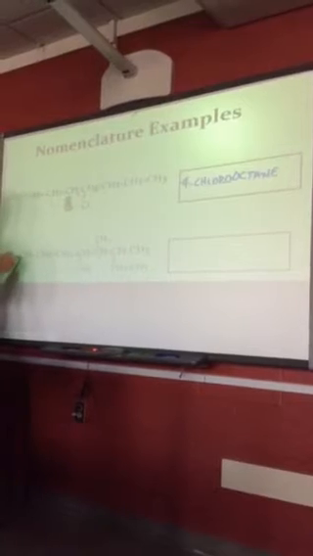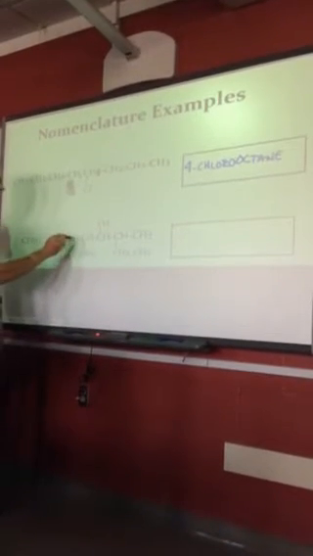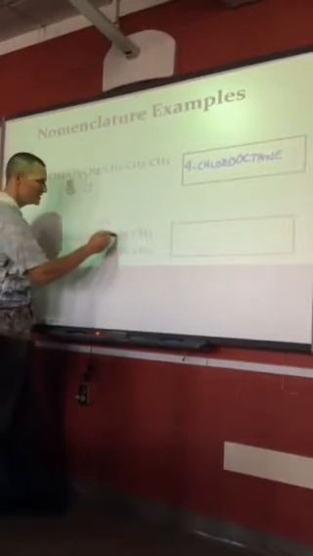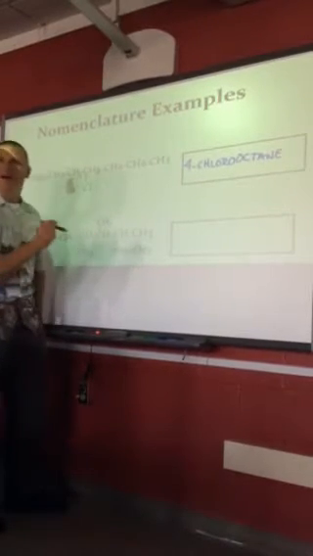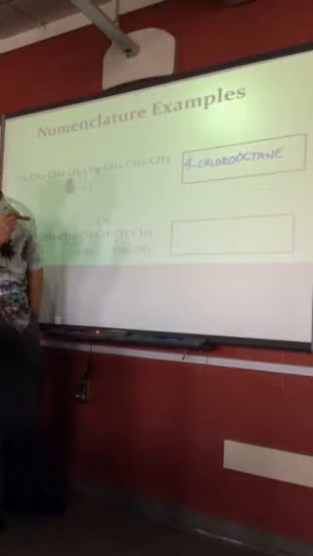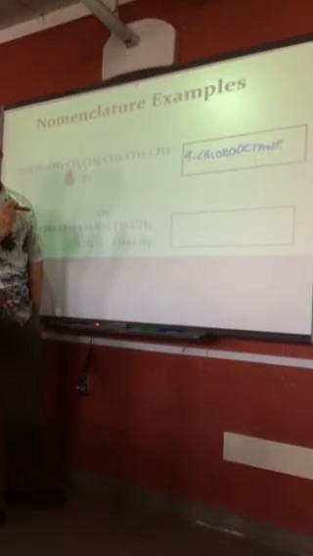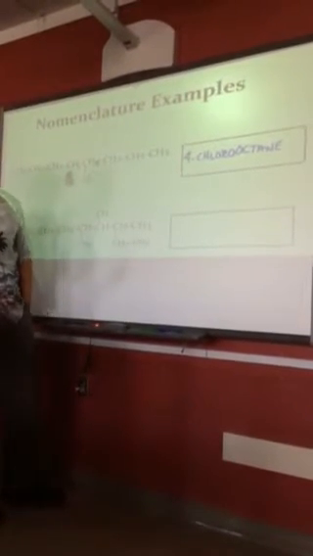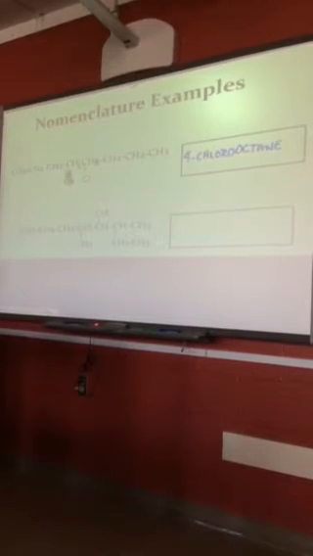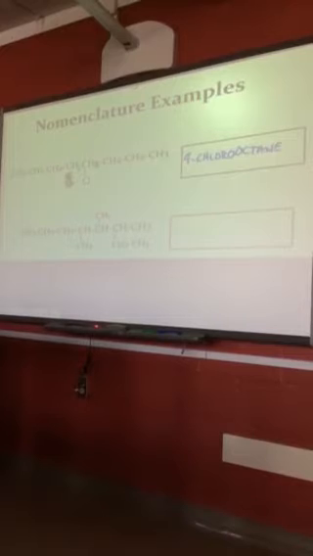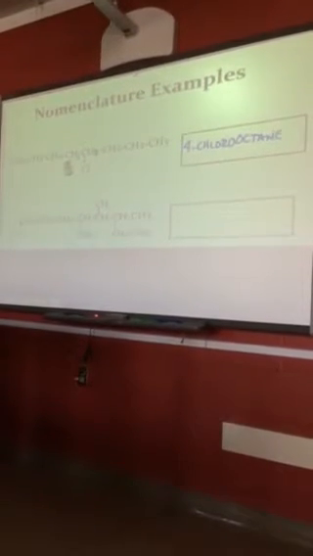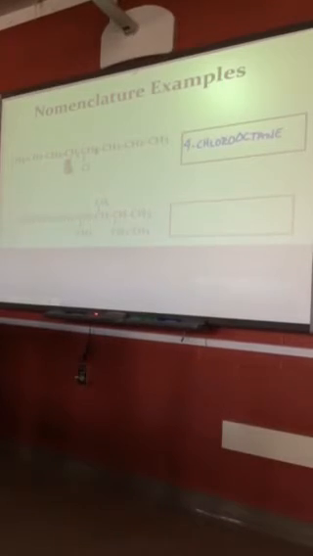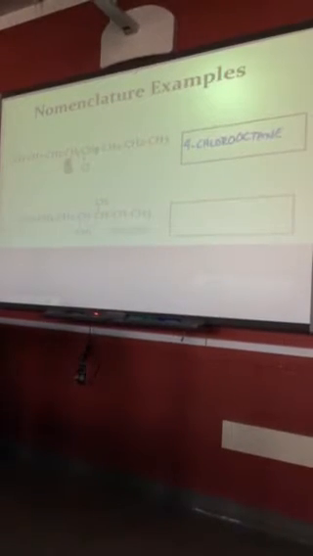Check this out. 1, 2, 3, 4, 5, 6, 7, 8 is the longest continuous chain of carbons. It is an octane. That was great. That was good. Yeah, that's an eight-member continuous chain there of carbon. So this parent would be octane. Are you with me on that?